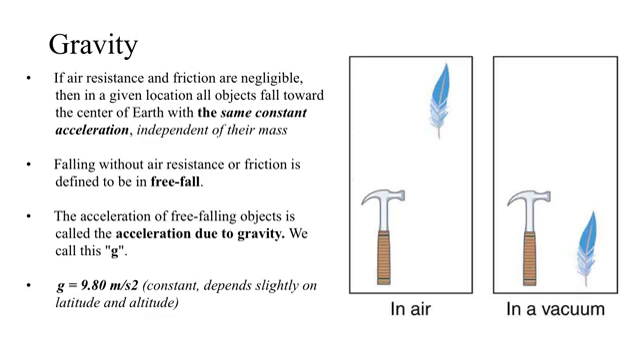And so on the right, I have an image too of a hammer and a feather being dropped. This is another famous experiment actually done on the moon. Hammer and feather being dropped in the vacuum of space, and they both fell at the same time as well. So this is not just an Earth thing. This happens anywhere there is a gravitational field.